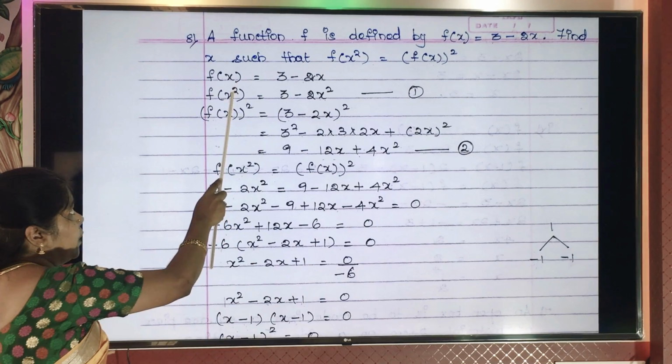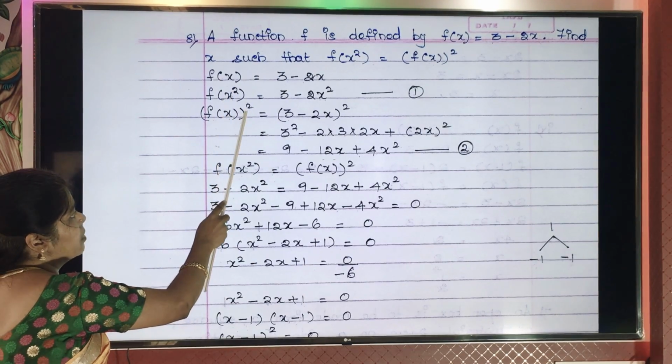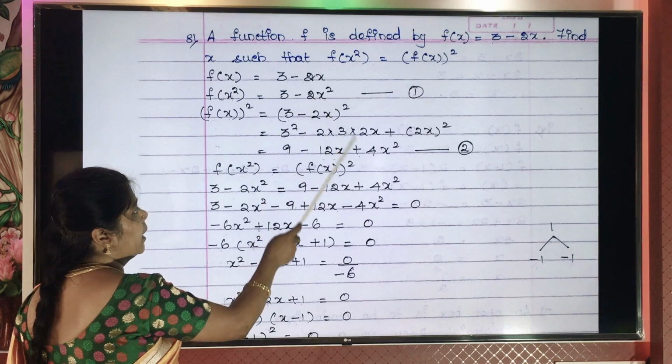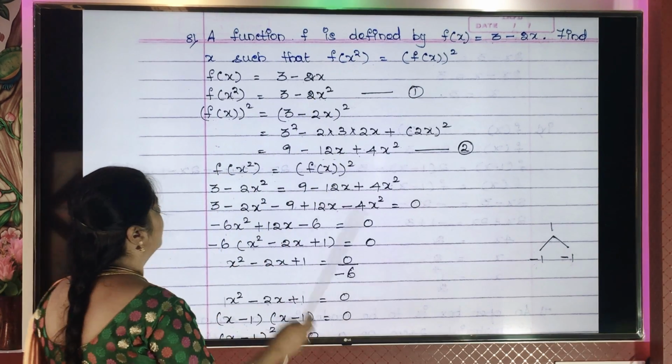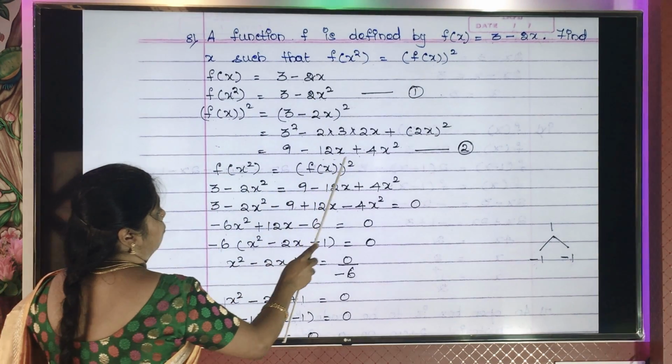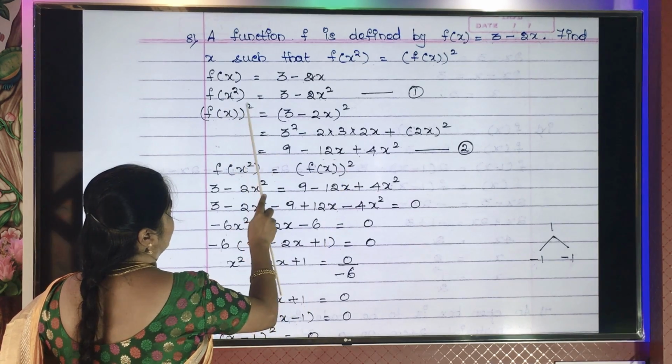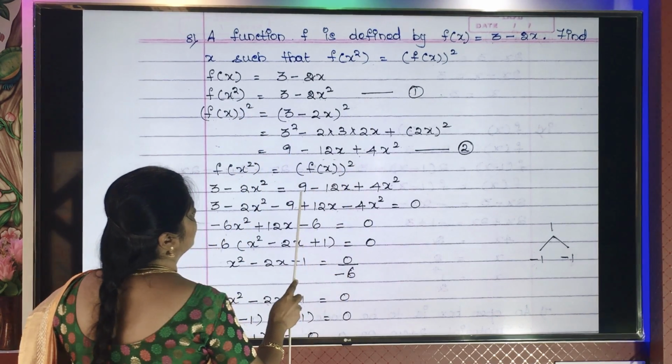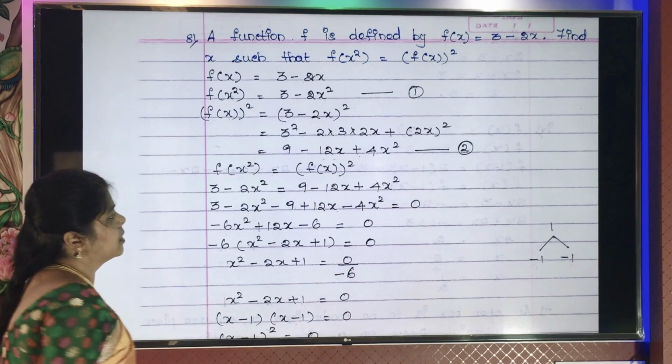I have found f of x squared, I have found f of x the whole squared. Now I am going to substitute those two on both sides. Equal to f of x the whole squared. So f of x the whole squared, what is the answer? 9 minus 12x plus 4x squared.